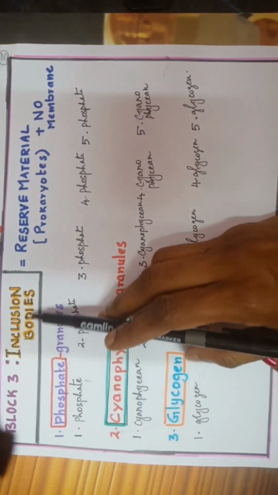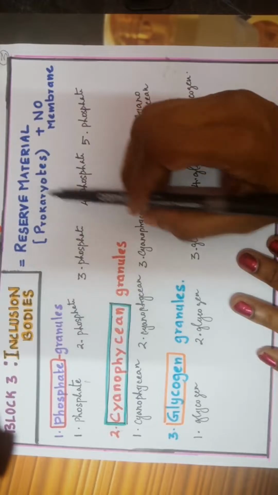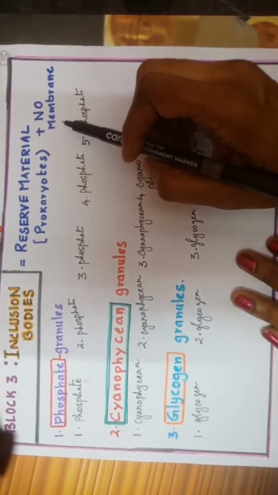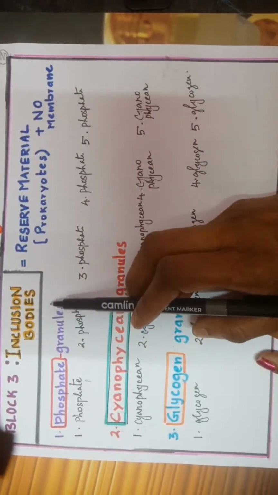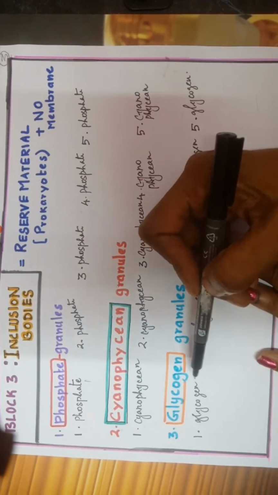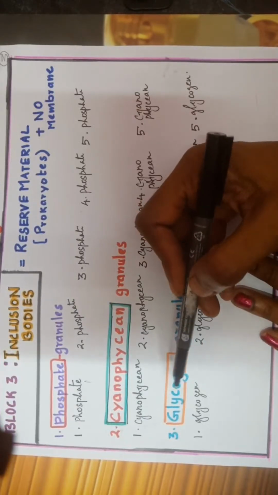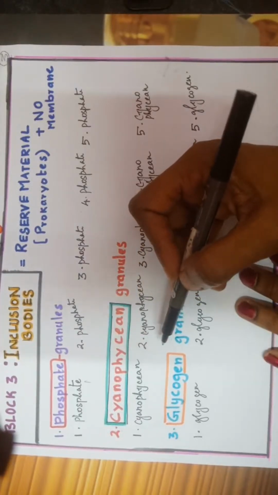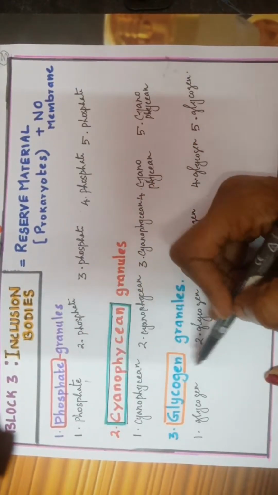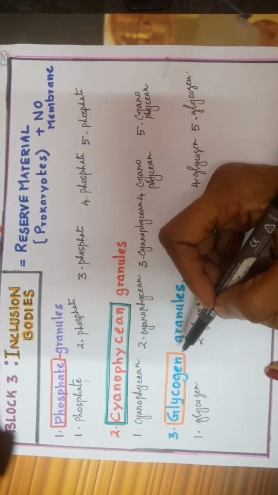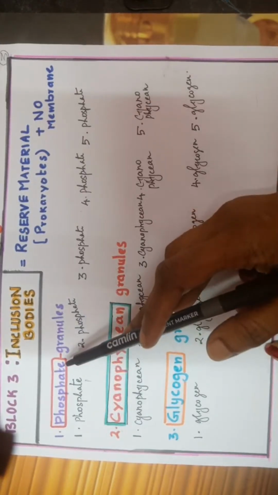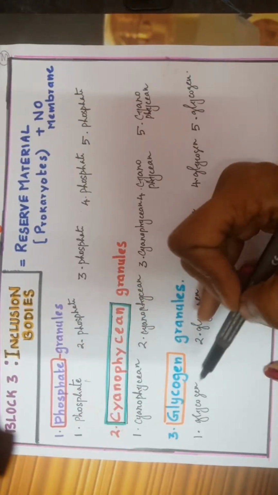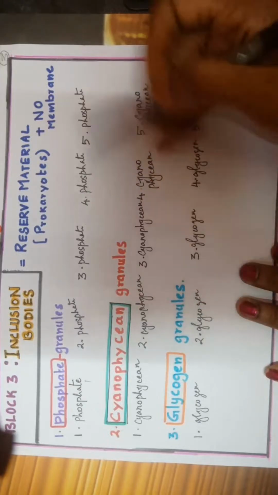Next is the final one, inclusion bodies. These are reserve materials of the prokaryotic cell. They do not have any membrane, so they are openly in the cytoplasm. What are the 3 examples of inclusion bodies? Very important. It can be given in match the following, like phosphate granules, vacuoles. Along with that, you have to pick the right match. So learn it by heart, always write down the examples as many times as possible. What are the 3 types of inclusion bodies? Phosphate granules, cyanophycean granules, and glycogen granules.